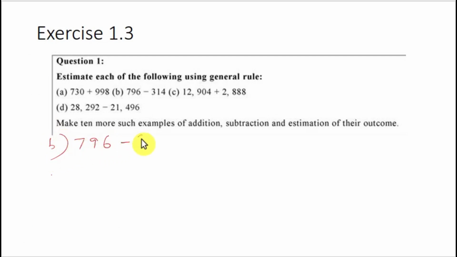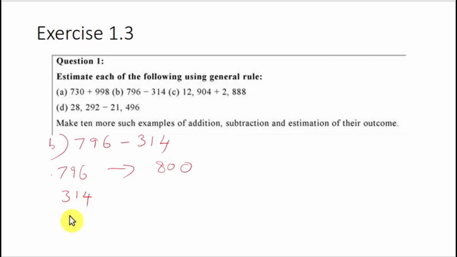796 minus 314. Here 796, we are going to round off to the nearest 100. So we have to see the 96. 96 is close to 100. So 796 we are rounding to 800.